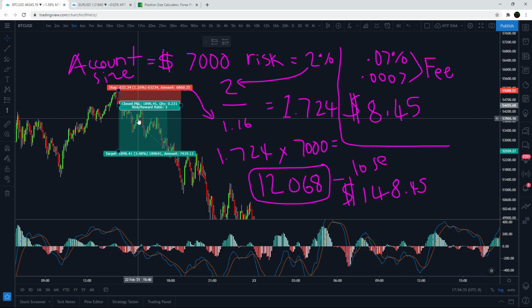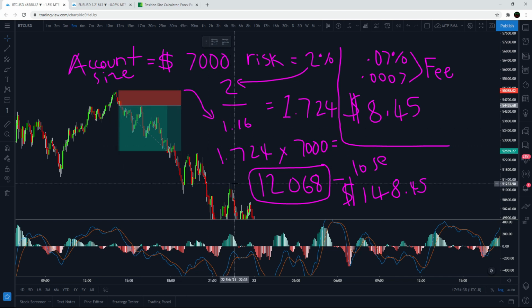Okay, so once again, if you want to calculate how much the fee is going to be, you need to do a little bit of simple math. And let's just assume that your fee is 0.07% of your position size. And that is the same thing as 0.0007. So you can just multiply 0.0007 by the position size. So $12,068 times 0.0007 equals $8.45. So that's your fee.